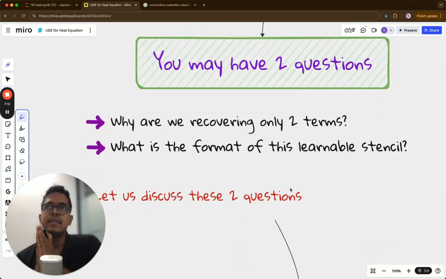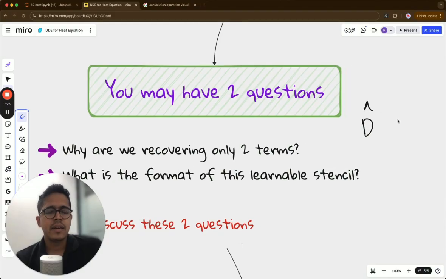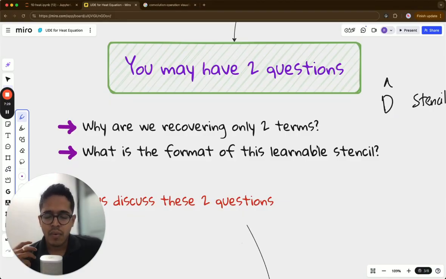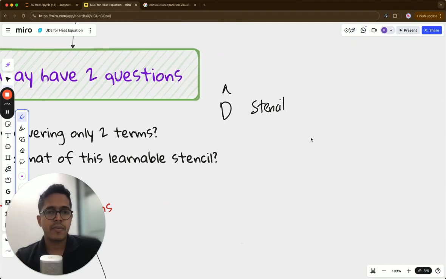Now, let us address the elephant in the room. You may have two questions, which I also had. Why are we only recovering these two terms? Why are we only talking about diffusion, decap, and some stencil term? And what is the mathematical format of this learnable stencil? Does it have 3 terms, 5 terms, 7? What's the logic? Are there any constraints to the numbers which are part of the stencil?